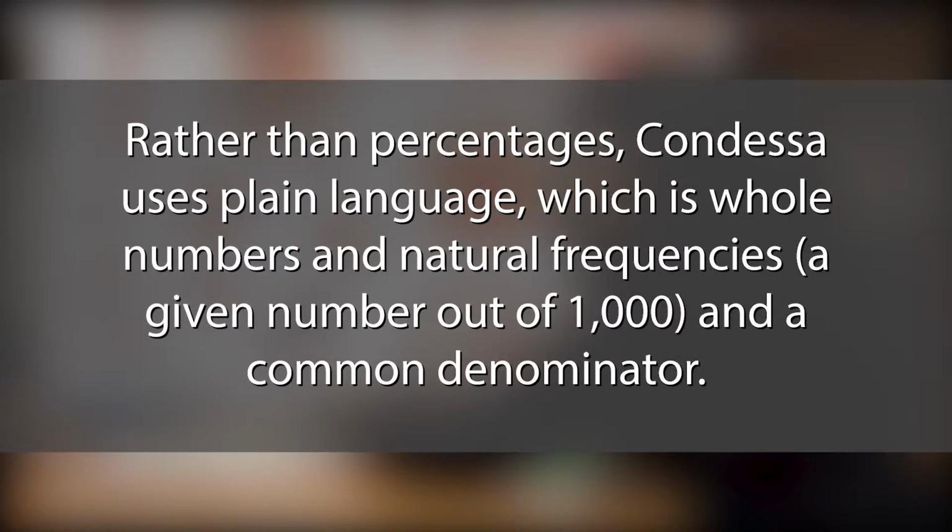You said it's really important for you to prevent pregnancy, and this is the most effective of all the methods. Rather than percentages, Condessa uses plain language, which is whole numbers and natural frequencies, a given number out of 1,000, and a common denominator. If 1,000 women use this in 1 year, none, or at most one, might get pregnant. Compared to the pill, 70 to 80 women out of 1,000 might get pregnant. I never heard of this before. Would you like to hear more about the implant?